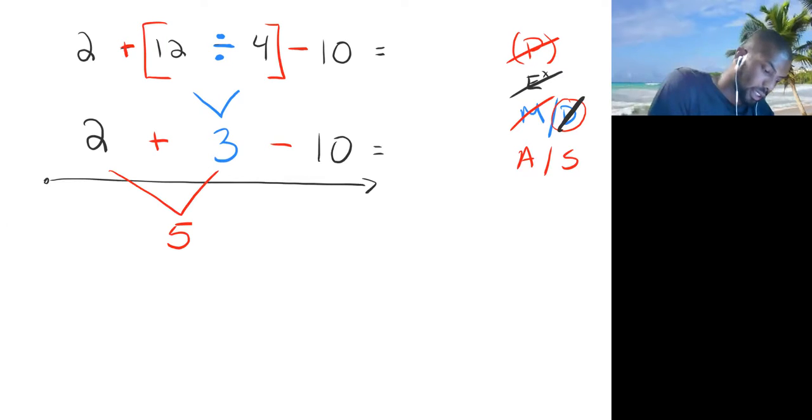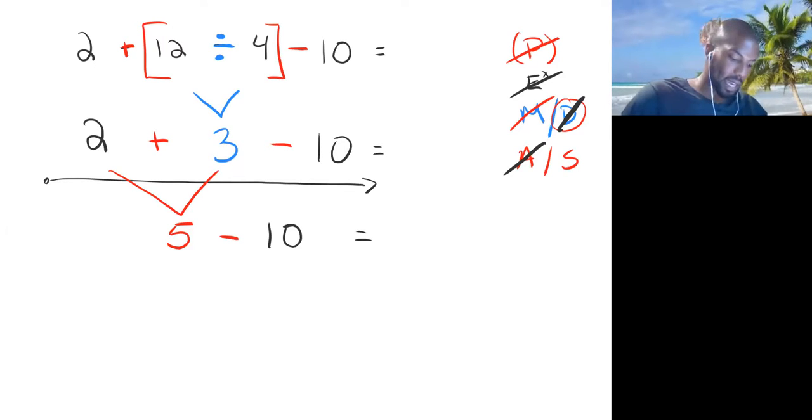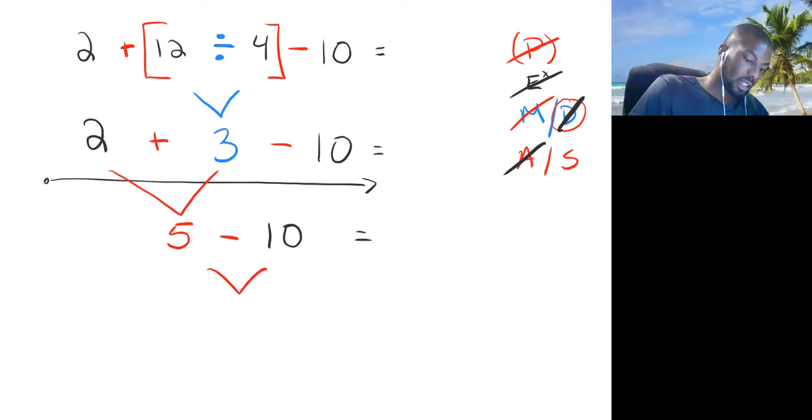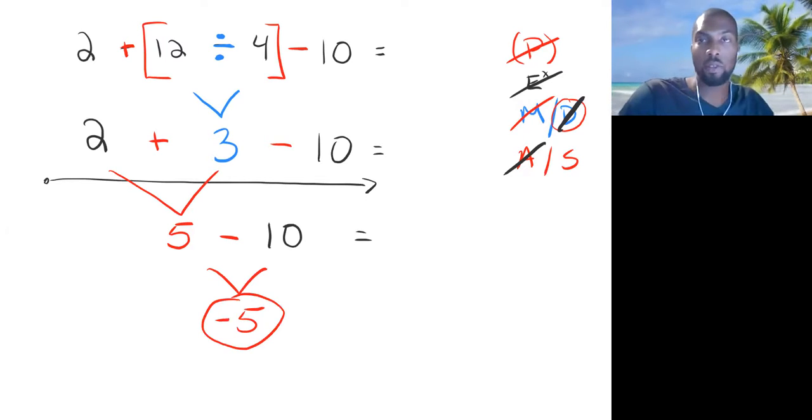And then I'm just going to rewrite the problem just to keep it clean. So I've taken care of addition, and now I can take care of my subtraction. And what I have is 5 minus 10, and 5 minus 10 is -5. So my answer to this problem is -5. And all I did was I used the order of operations: parentheses, exponents, multiplication, division, addition, and subtraction.